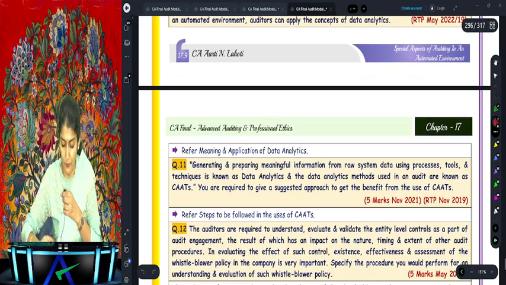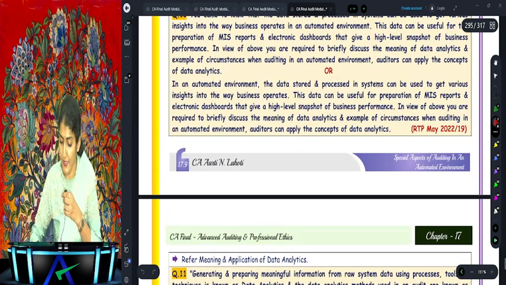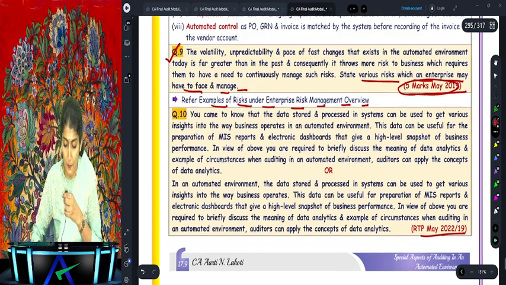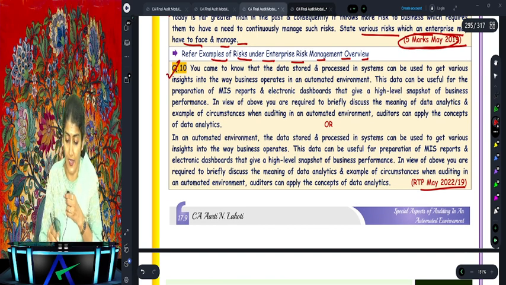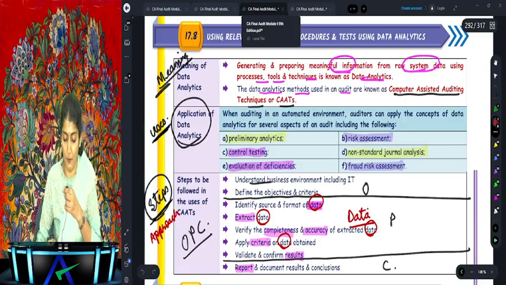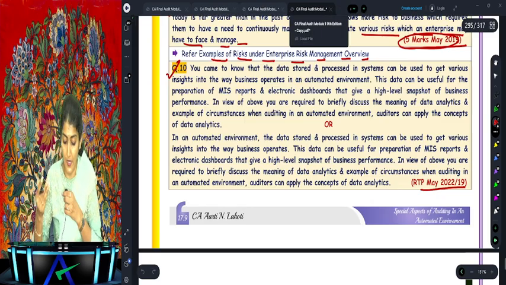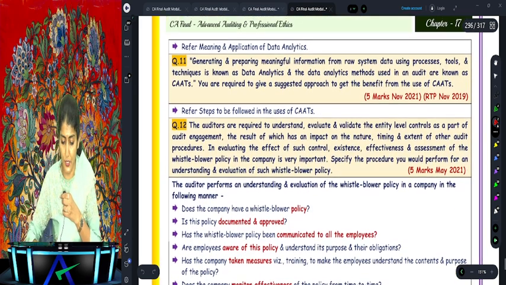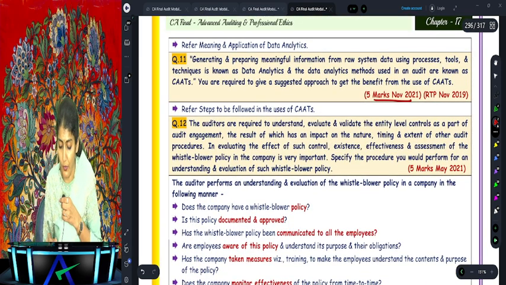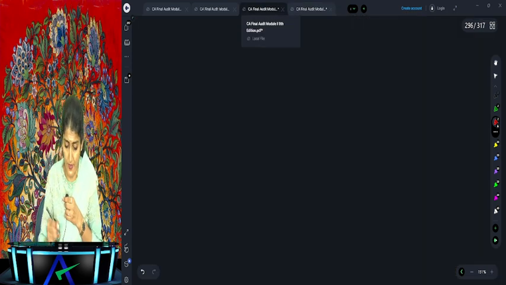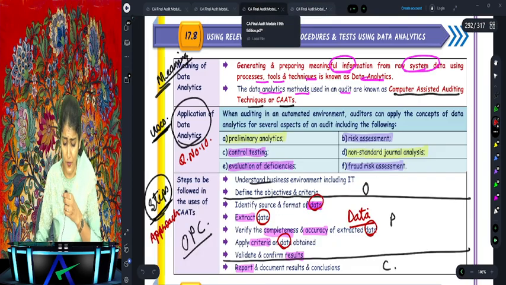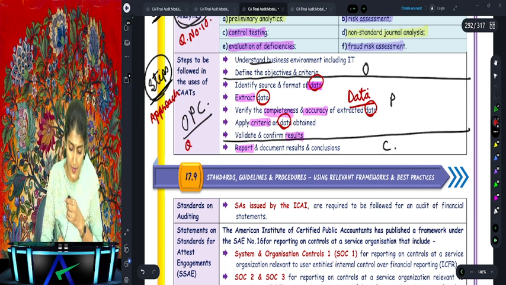Okay, right? So if I come to the question bank over here, question in the RTP: what is the meaning and application of the data analytics? That is question number 10. Then another question which has been asked in your exams is the steps to be followed in the uses of the CATs. So suggested approach is nothing but the steps to be followed in the uses of the CATs, right? So that is our question number 11.